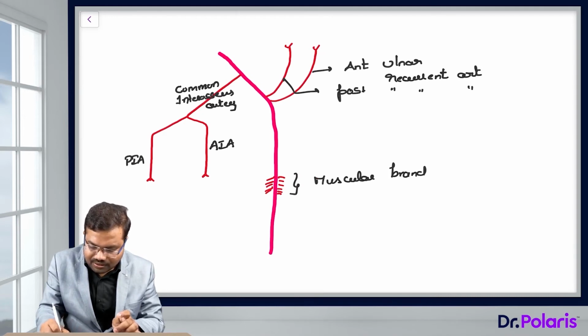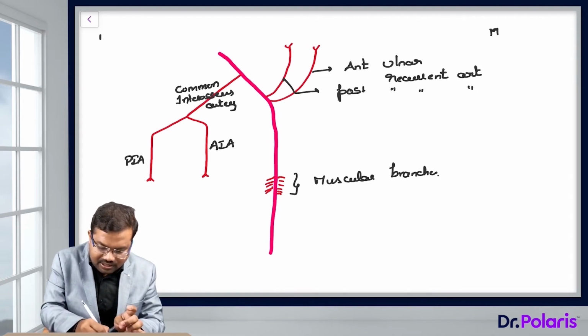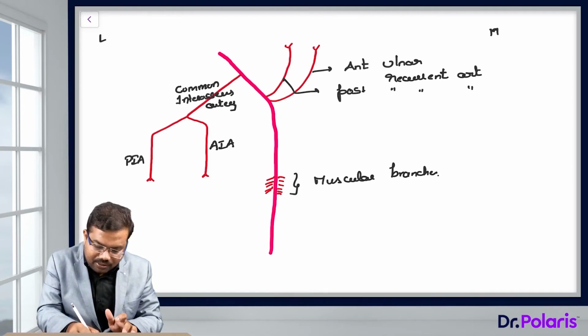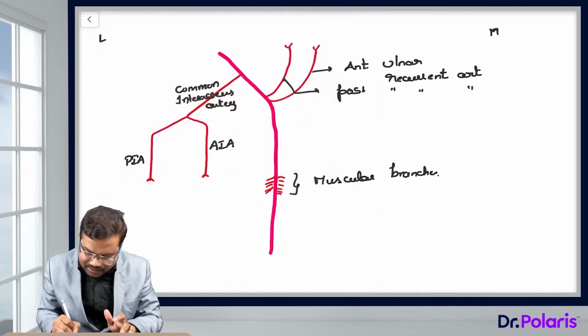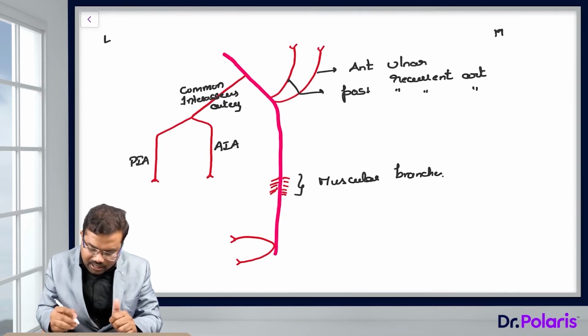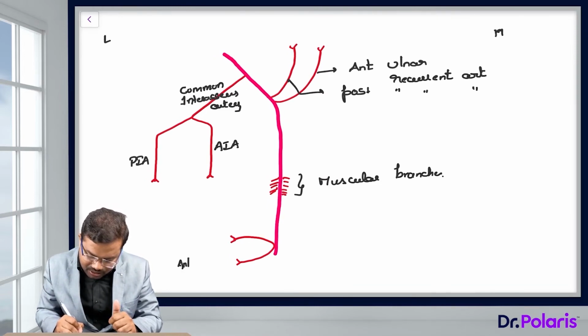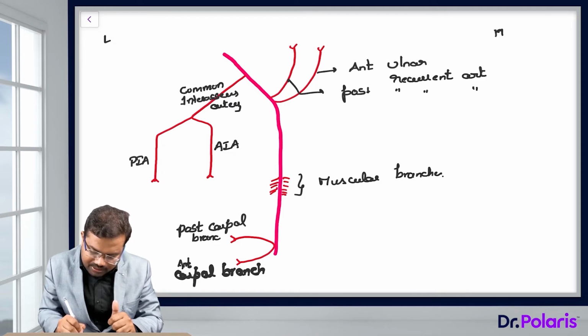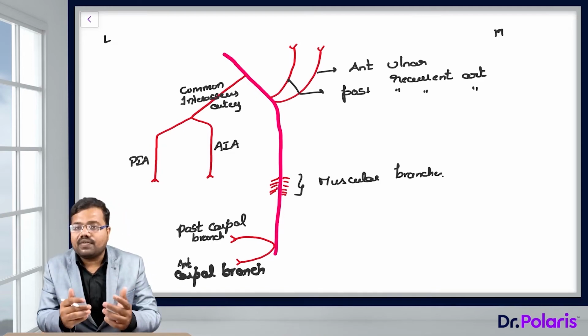Muscular branches. Okay, these on the medial side and these on the lateral side. First, regarding the orientation. Then, just further below at the level of the wrist joint, it will give two branches. One will go to the anterior part of the carpal bones and the other will go to the posterior part of the carpal bones. They are called the anterior carpal branch and the posterior carpal branch. So two branches are present which will be supplying the anterior and posterior parts of the carpal bones.